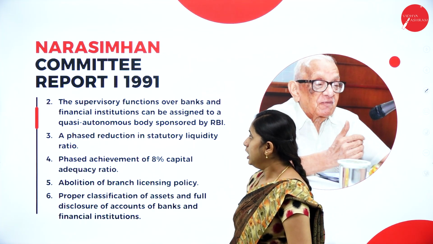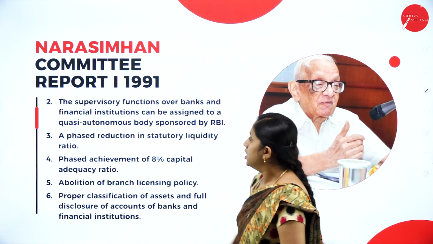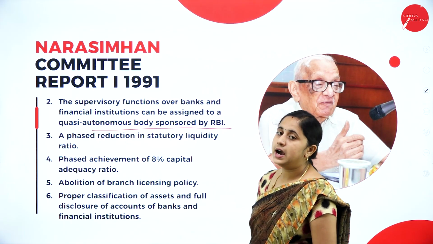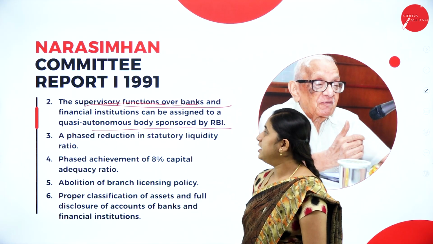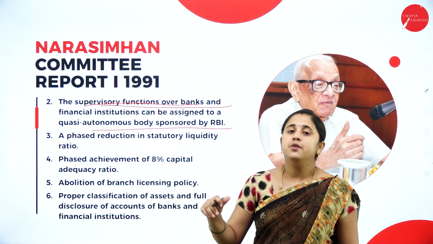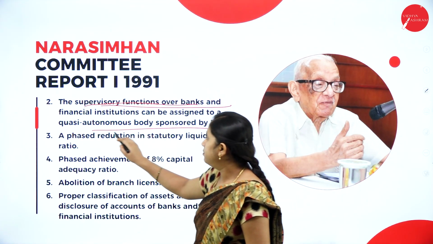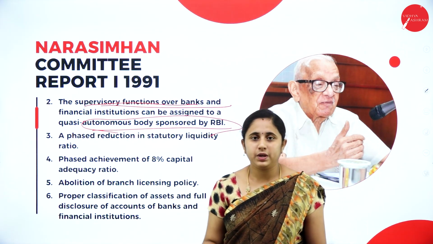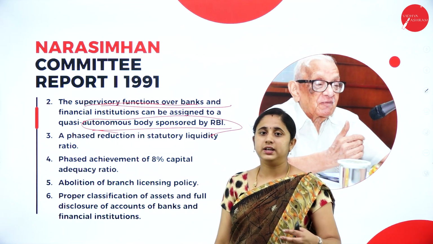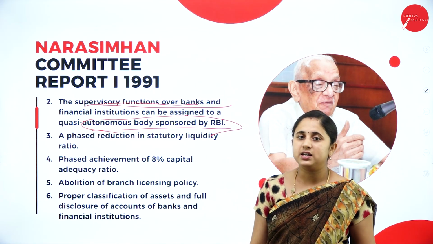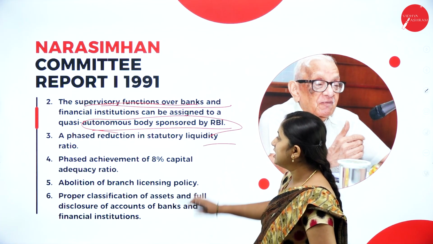Next one, the supervisory functions over the banks and financial institutions can be assigned to a quasi-autonomous body sponsored by RBI. Through the RBI, an autonomous body can supervise and guide and look after the functions of commercial banks as well as financial institutions. That is the second recommendation. Next one, a phased reduction in statutory liquidity ratio.